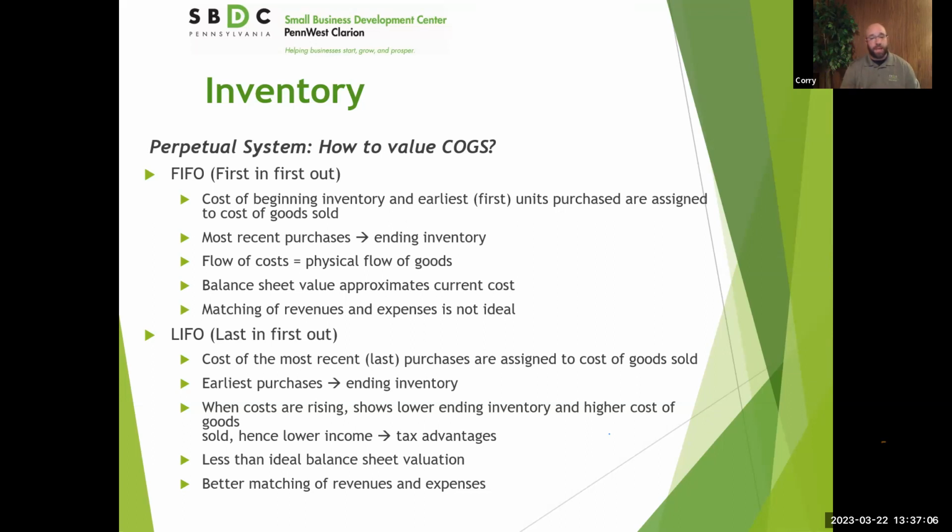So first in with your inventory, first out with your inventory. The balance sheet in a bookkeeping system normally values an approximate current cost when it comes to using FIFO. The matching of revenue with the expense of your cost of goods sold through FIFO is not the best match.